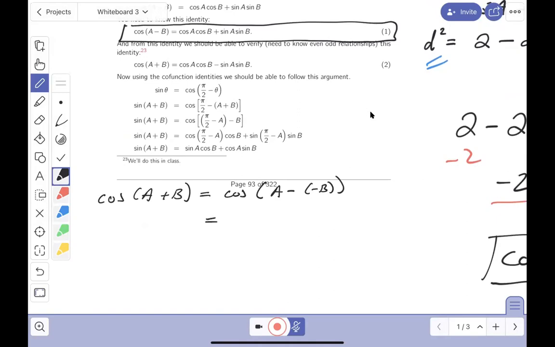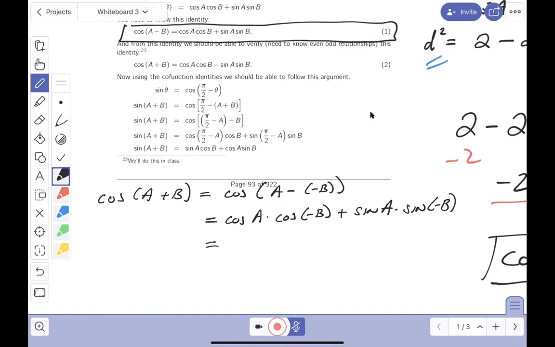Now, I realize that seems like a lot of work. We're just going to go through it. And I'm looking at number one formula. What's it going to be? Cosine A times cosine of minus B plus sine of A times sine of minus B.